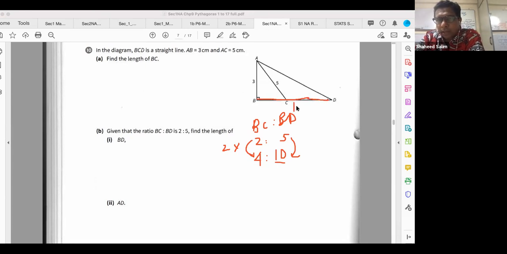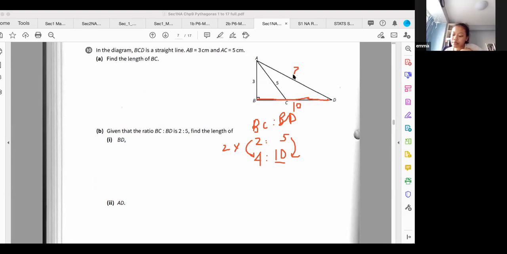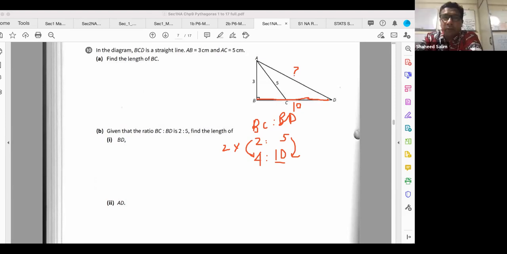So the last question is asking you for AD. What is AD? You'll get a decimal. You can give to one decimal place. 10.4. Okay, well done. 10.4.